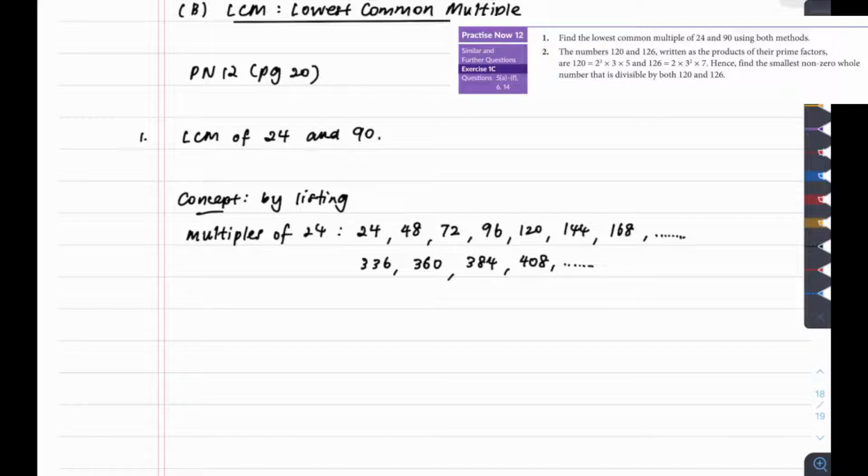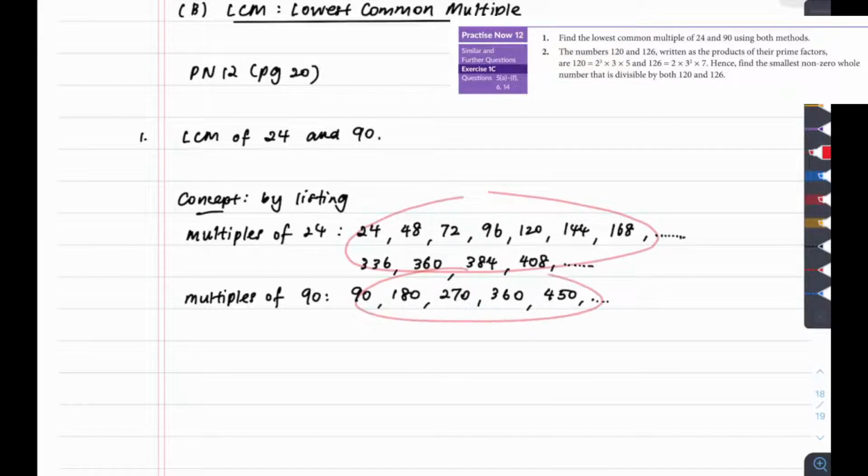Next, let's look at multiples of 90. Alright, so 1 times 90, we get 90. 2 times 90, 180. The next one, 3 times 90, 4 times 90, and 5 times 90, and so on and so forth. Now I think you can see that these are our multiples of 24 and these are our multiples of 90. So which number is a common multiple? You can see that you have your 360 over here, you have your 360 over there.